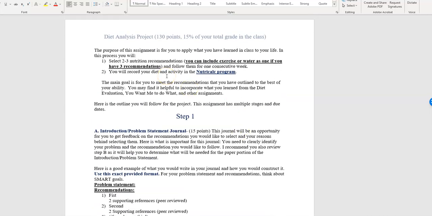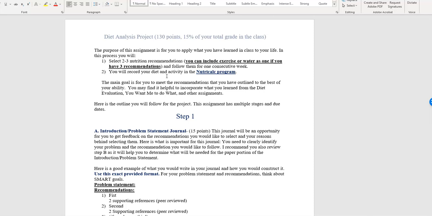Ultimately, what you're going to do is you're going to pick 2 to 3 recommendations that can be scientifically supported, and you are going to apply them to your life for 7 consecutive days. You can choose to make exercise or water one of those recommendations, but then you do need to have 3 recommendations. You are going to record everything you eat and do in NutriCalc, and you're going to provide me all daily reports, just like with your other assignments, for the final paper in this project.